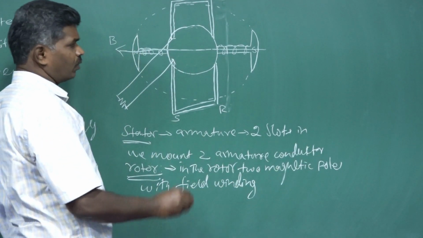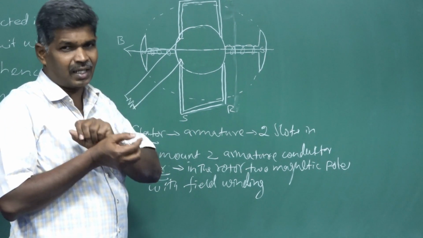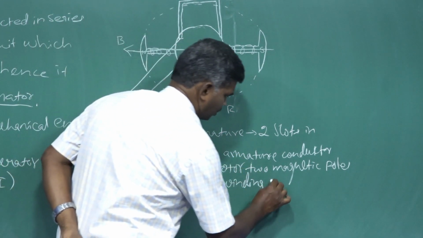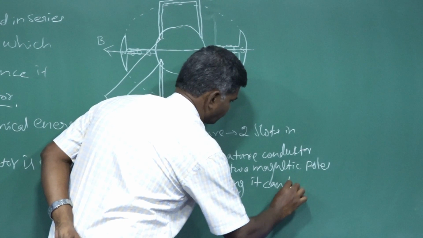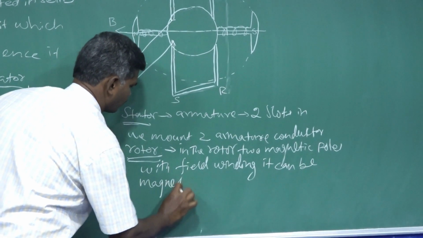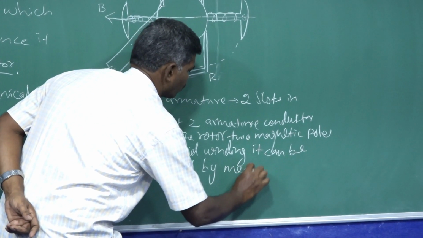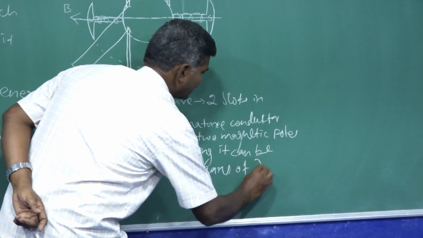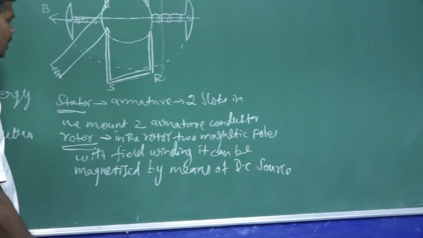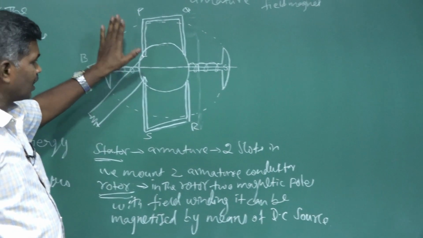This field winding has a coil. Through that coil we can supply a current from a DC source, so it can be magnetized by means of a DC source. Anyhow, that is the construction of the AC generator.